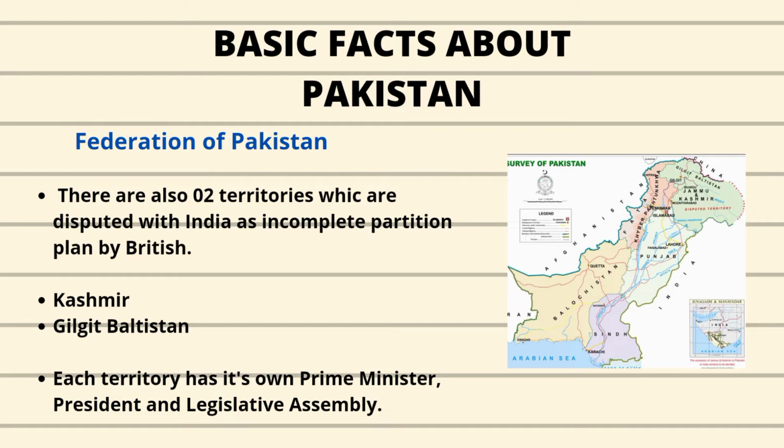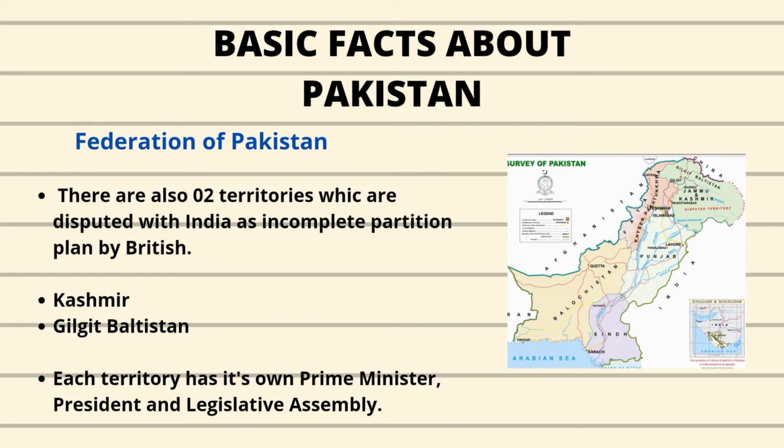Part of Kashmir is administered by Pakistan, and most of the rest of Kashmir is administered by India. There are Kashmir and Gilgit-Baltistan, both areas whose dispute has yet to be resolved. Yet each territory has its own prime minister, and Gilgit-Baltistan has a president and legislative assembly.